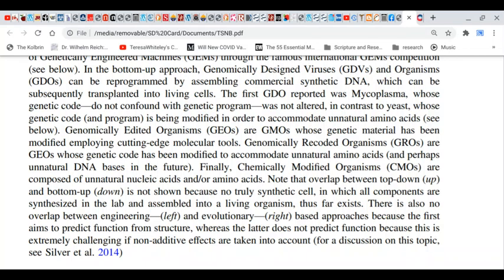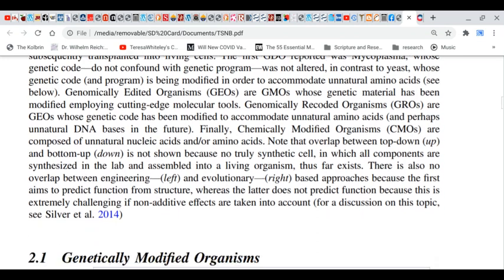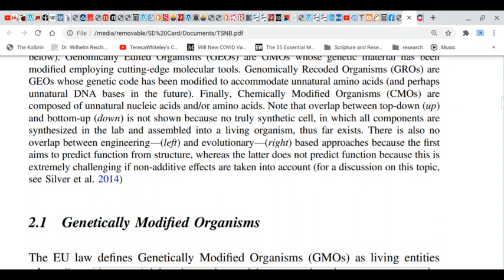Note that the overlap between top down and bottom up is not shown because no truly synthetic cell in which all components are synthesized in the lab and assembled into a living organism thus far exists. There is no overlap between engineering left and evolutionary right based approaches because the first aims to predict function from structure, whereas the latter does not predict function because this is extremely challenging if non additive effects are taken into account.